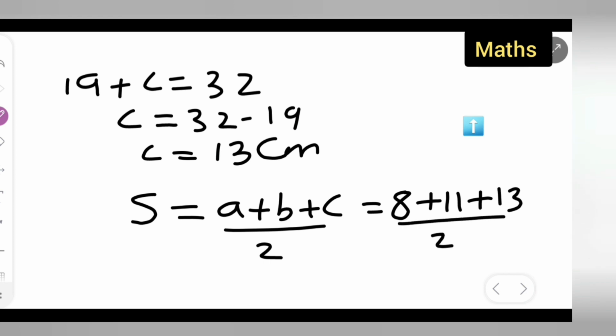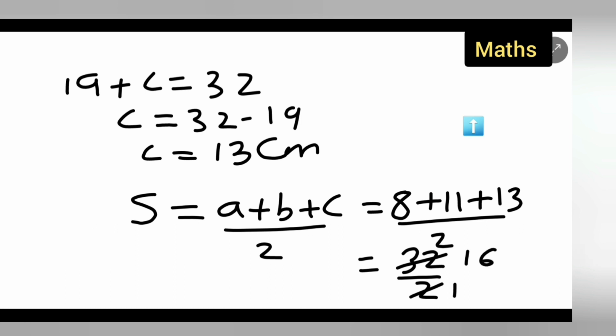So you will get 8 plus 11 is 19, 19 plus 13 is 32. So your answer is 32 upon 2. So you will get 2 ones are 2, 2 threes are 6. So your S is equal to 16, right?